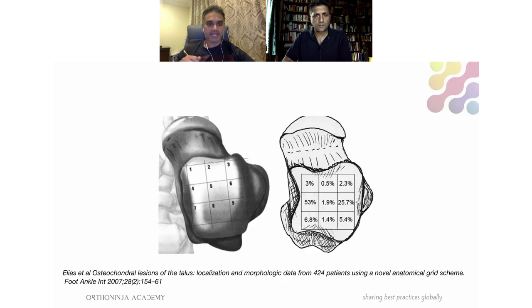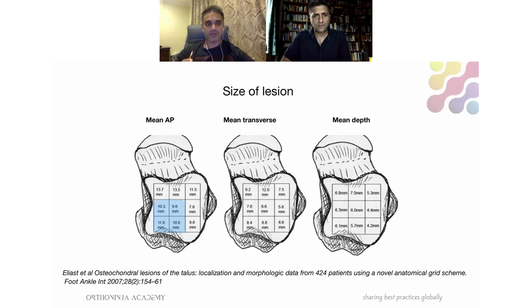Now, this was a great paper by Elias et al., who mapped out the topography of the dome of the talus, and they divided it into 9 quadrants and found that the majority of the lesions tend to occur in the medial quadrant and the centromedial quadrant. And the largest AP diameter of lesions tends to be posteromedial. The mean transverse diameter is anteromedial, and the lesions with the most depth seem to be central. So predominantly, the problems we will get with these defects are the centromedial lesions because they are the ones which are longest, widest, and deepest.